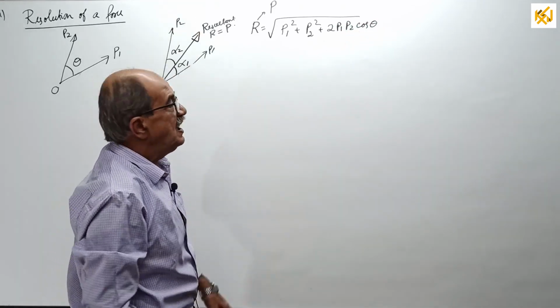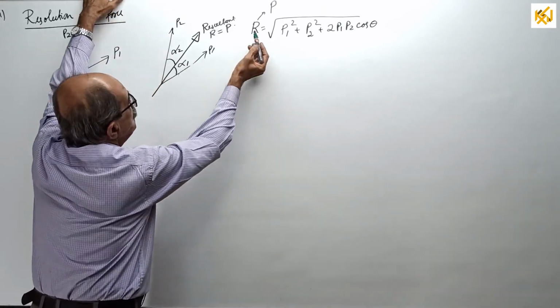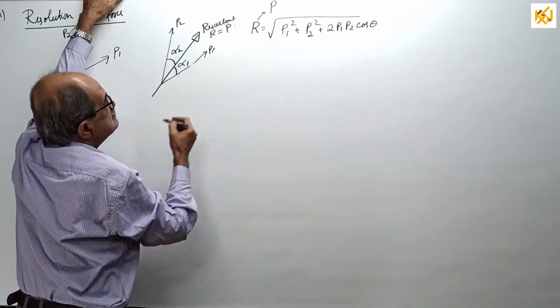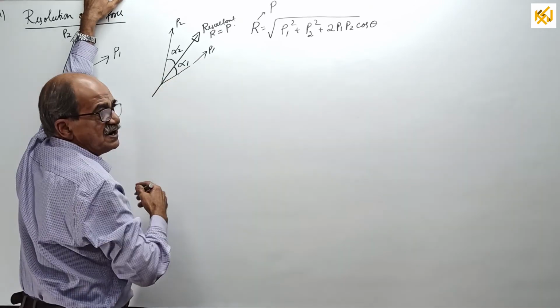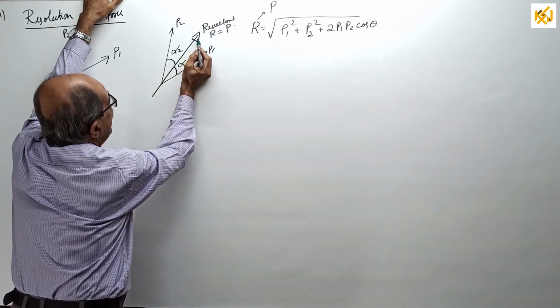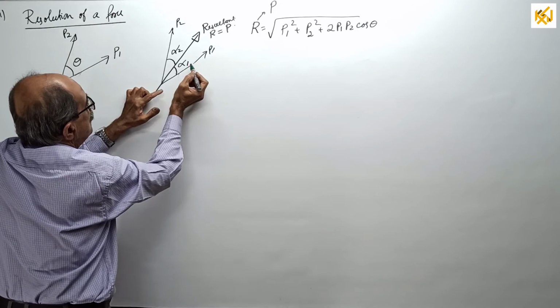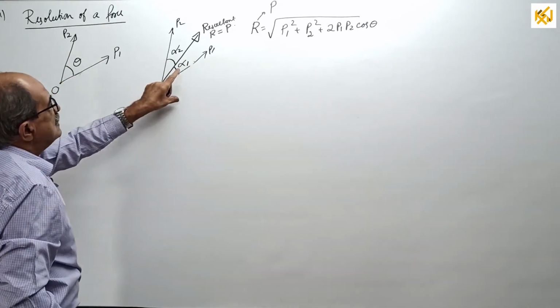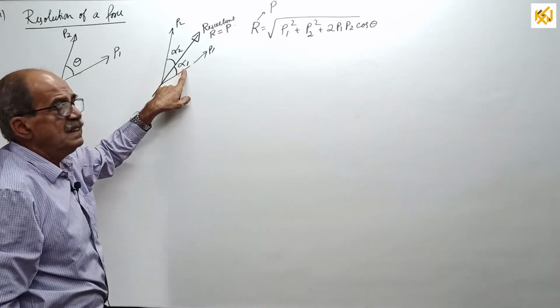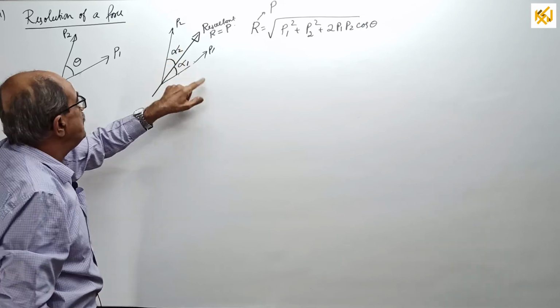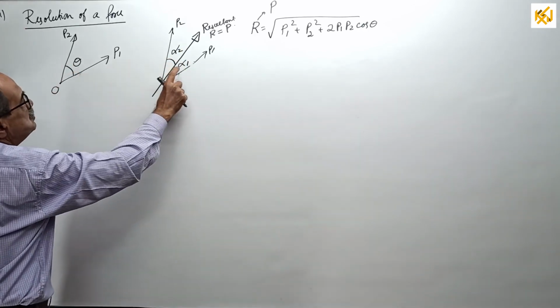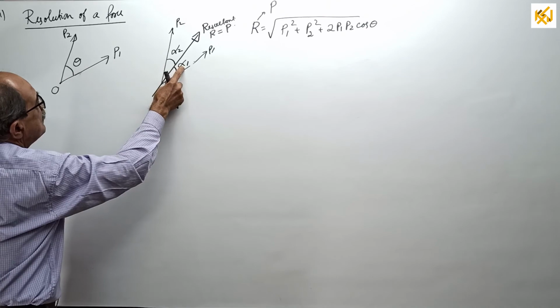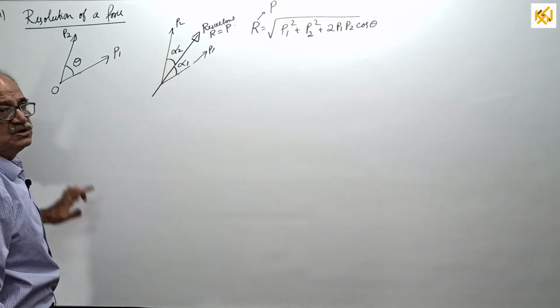This you are knowing, and this will give the magnitude of the resultant. Also we want direction, that is, the angle made by the resultant with any one of the forces. Suppose you get alpha 1, you can find alpha 2 very easily, because once you get alpha 1, theta minus alpha 1 will give alpha 2. So any one will do.